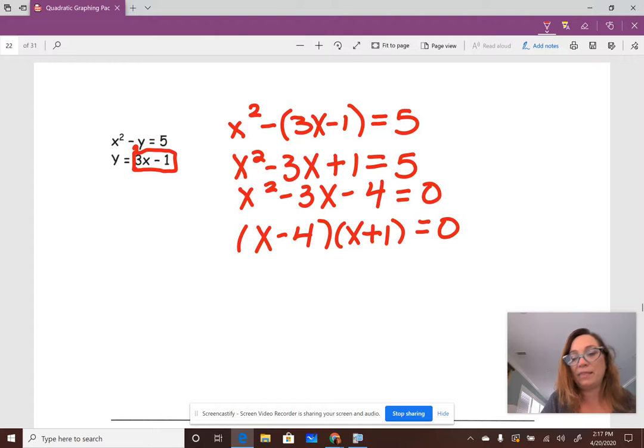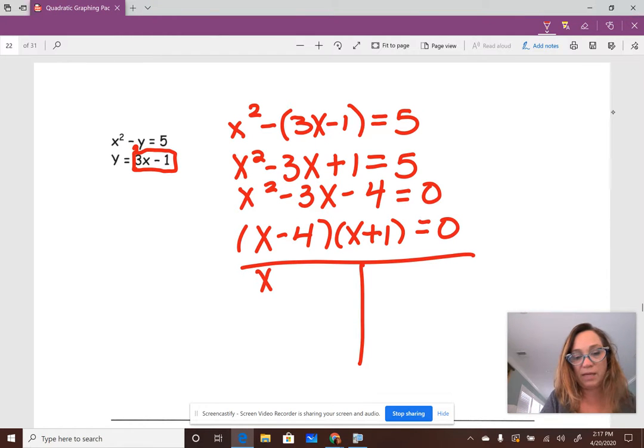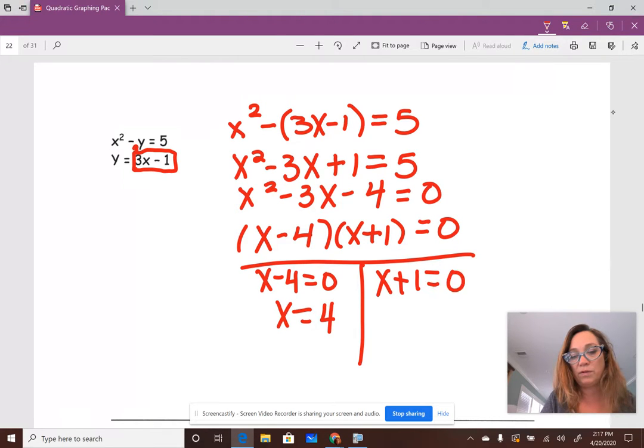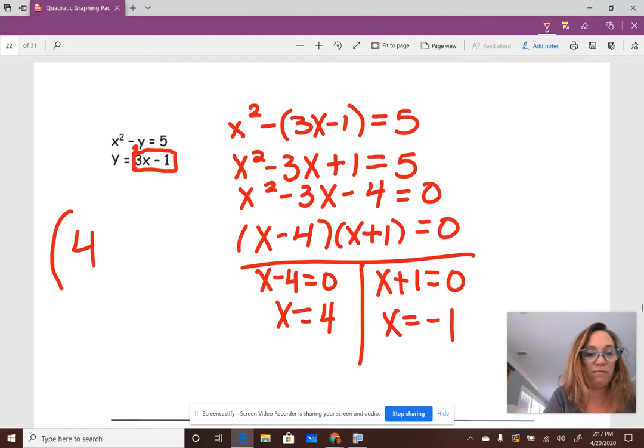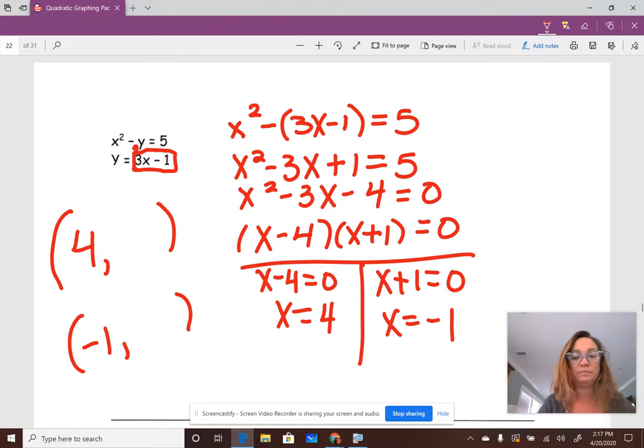The nice thing about things being factorable is that means you're going to get a rational answer, and rational answers are always easier to check. Okay, so that gives me x minus 4 equals 0, so x equals 4. X plus 1 equals 0, so x equals negative 1. Okay, 4 comma, negative 1 comma.